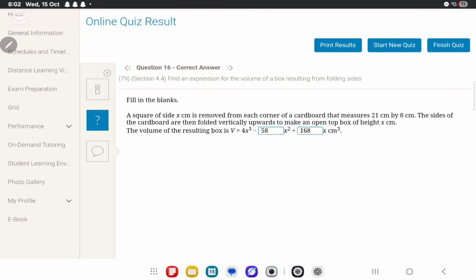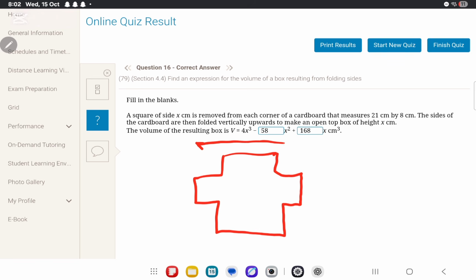Question 16. It's the same concept. I don't want to re-explain it. So you get this shape, right? You're going to get this beautiful shape. I don't even care if it's to scale. Because this side is going to be 8 minus 2x, right? Memorize how to do this question. Honestly, just memorize it. Make it your routine. 21 minus 2x, right? And this is going to be x and x.